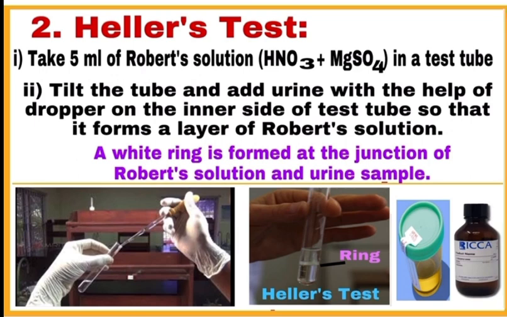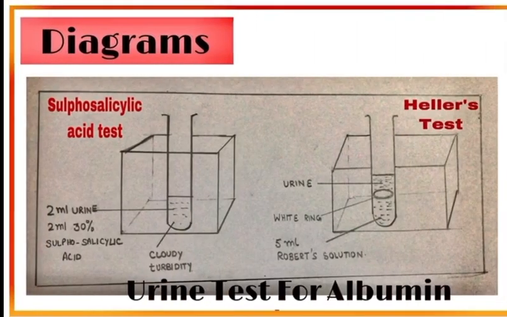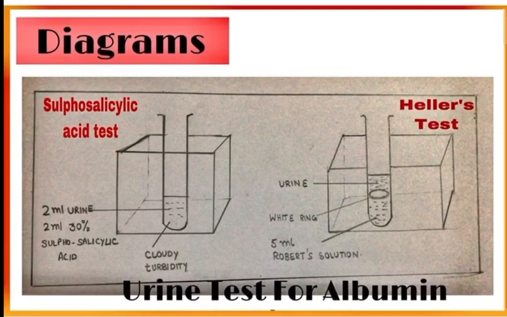Now, tilt the tube and add urine with the help of a dropper on the inner side of the test tube so that it forms a layer over the Roberts solution. This step you can see in the first picture. Now see the second middle picture where a white ring is formed at the junction of Roberts solution and urine sample. These diagrams you have to draw in your practical file.